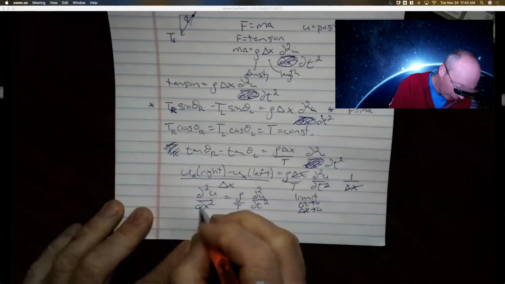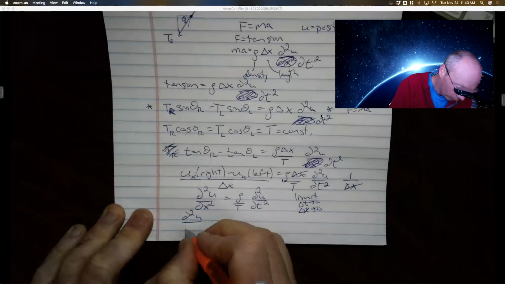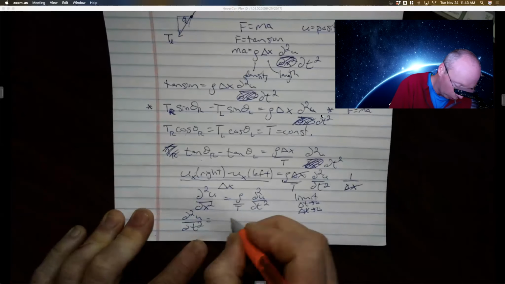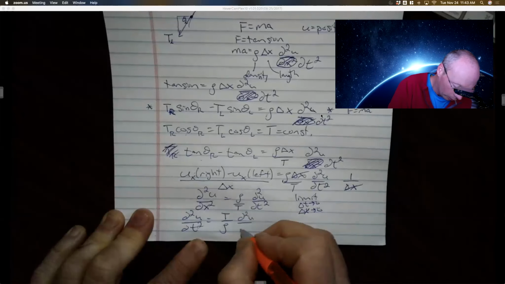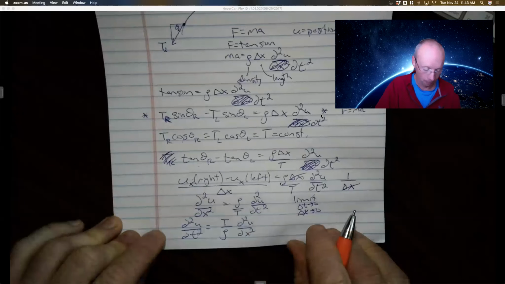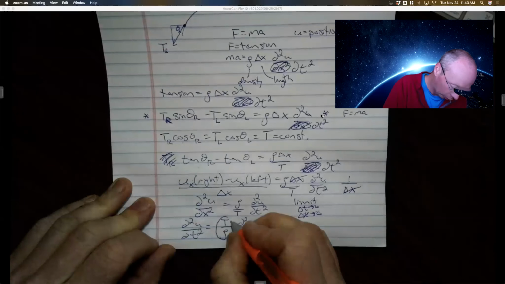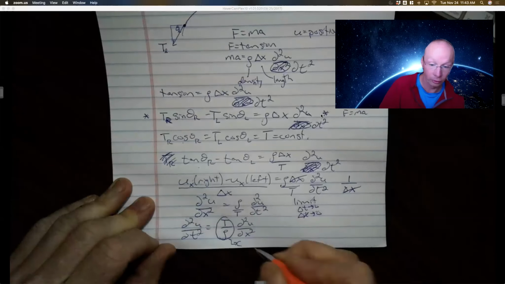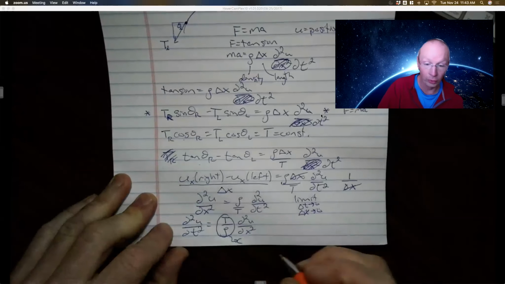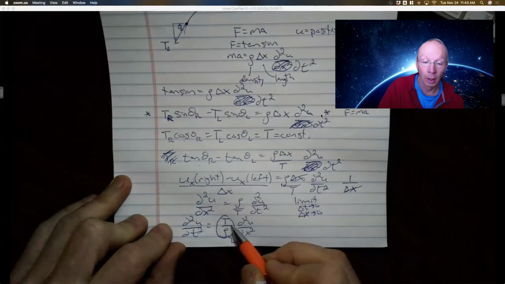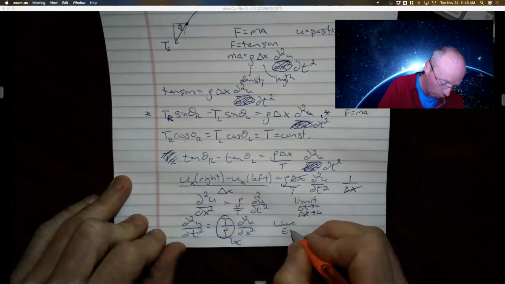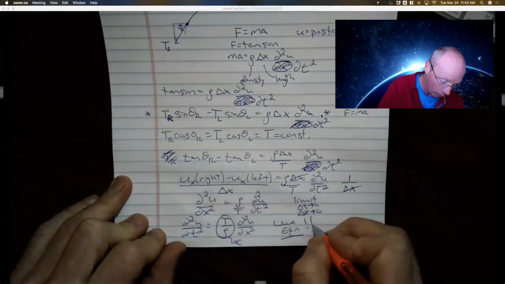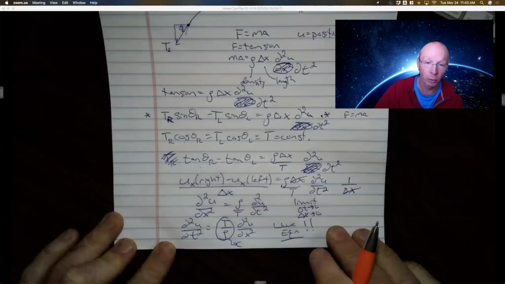If I rewrite this, the acceleration is equal to T over rho times the concavity. This in particular we usually just call some other constant, and that has to do with the tension in the string. This is what's known as the wave equation. This is really our second partial differential equation.